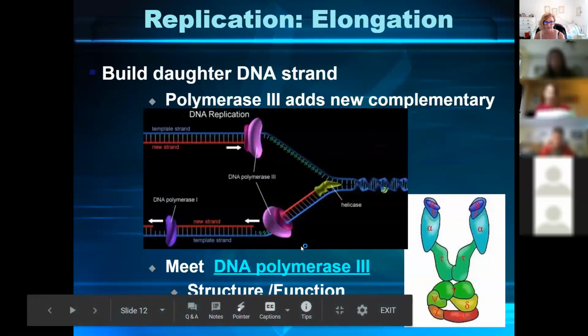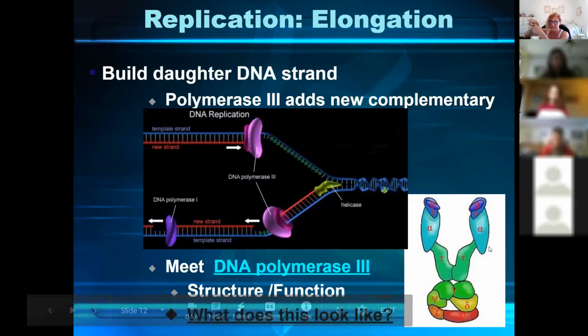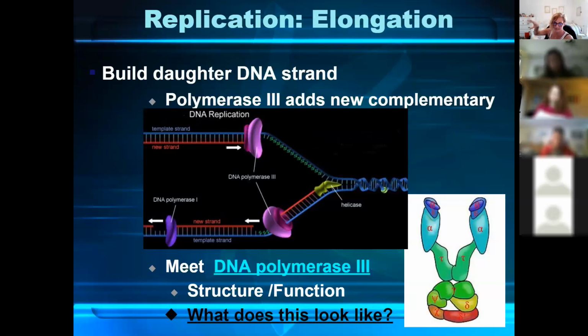I like this image. This is the famous polymerase 3, and you can see these ends here. These are the finger-like portions of the hand. So it has a circle portion. The DNA is running through here, right? DNA is going through this part, and then these are grabbing new nucleotides and adding them to the growing strand. So that's structure and function, right?